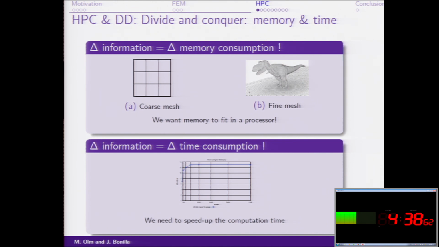When we put more and more elements, the computation time increases. In an ideal scenario, the second graph, we want the problem to be larger and larger and larger, and the time to remain constant.